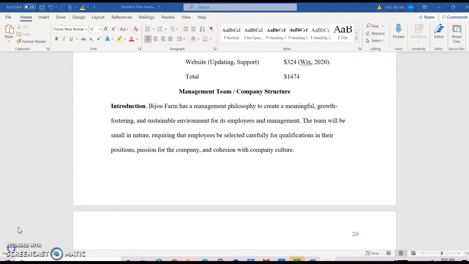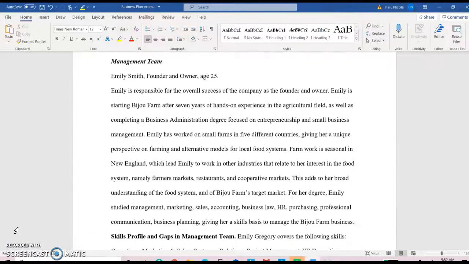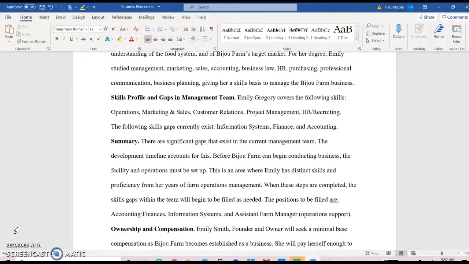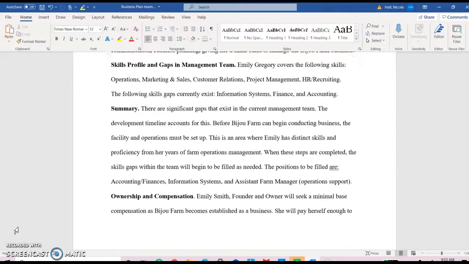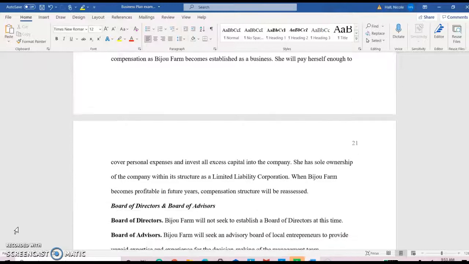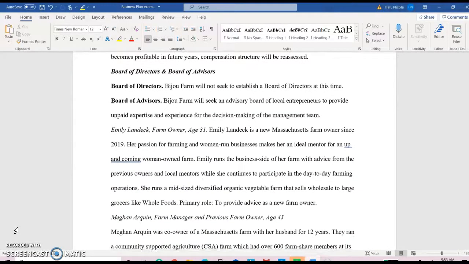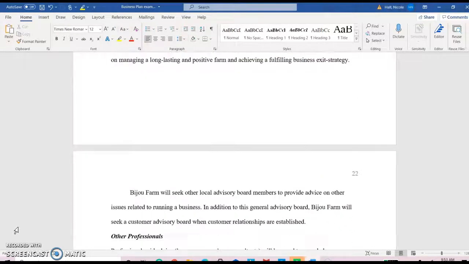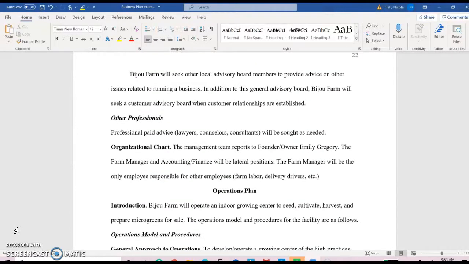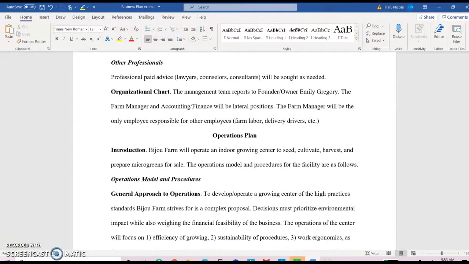All right. So the subheadings under management team and company structure are introduction, management team, skills, profile, and gaps in management team, summary, ownership and compensation, and then the board of directors and advisors. Your board of directors and board of advisors should be people that are going to be on your team and give you expertise and advice. And then any other professionals you want to include, and an organizational chart if applicable. Next, we're going to go over the operations plan.